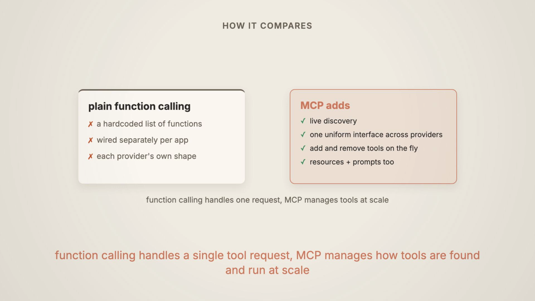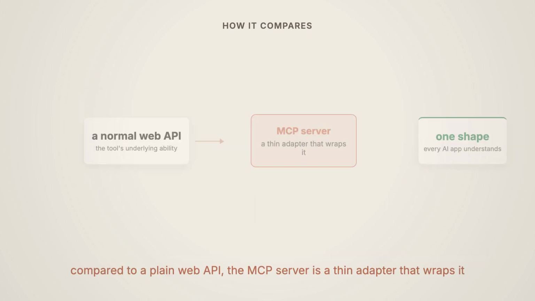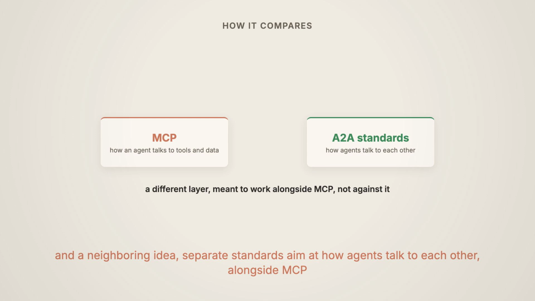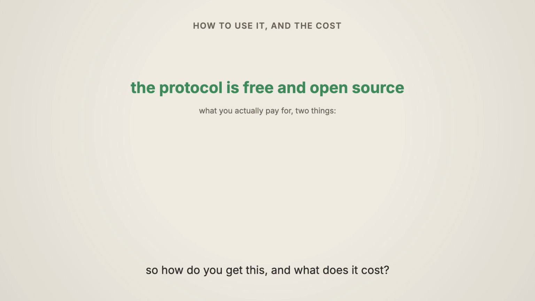Compared to a plain web API, the tool's underlying ability is usually still a normal API. The MCP server is a thin adapter that wraps it in the one shape every AI app understands. An earlier, single-vendor attempt called plugins pointed this way, but MCP is the cross-vendor open standard that took hold. And one neighboring idea is worth a mention. MCP standardizes how an agent talks to tools and data. Separate, emerging standards aim at how agents talk to each other, a different layer, meant to work alongside MCP, not against it.